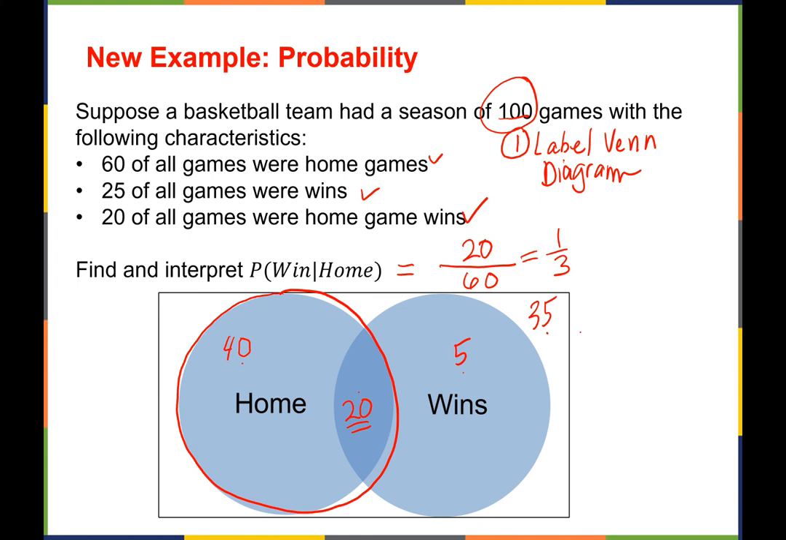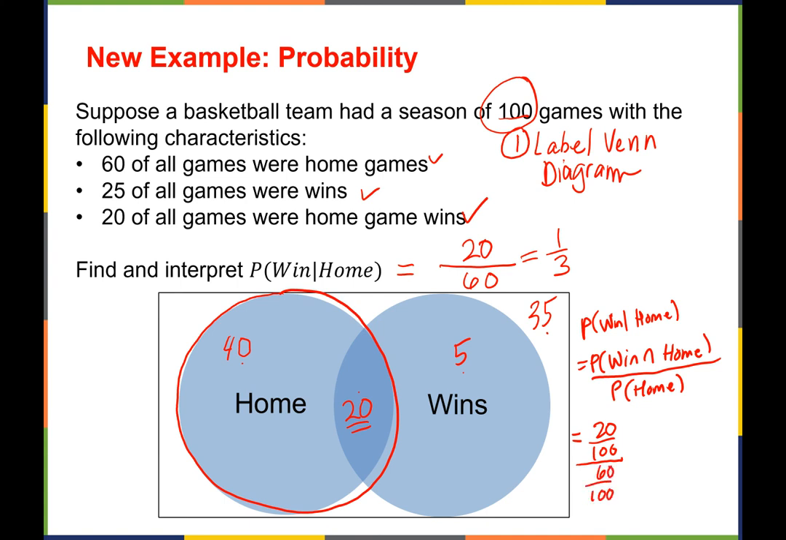That's the reasoning way. We can also do the formula way. So the formula way says the probability of win given home equals the probability of a win intersect home over the probability of a home game. Okay, so let's calculate these. The probability of a win intersect home game, well, that's this 20. Remember, this is the full way, so 20 out of 100 is the probability of having a win when you're at home, divided by the probability of a home game. Well, there were 60 home games out of 100 games.